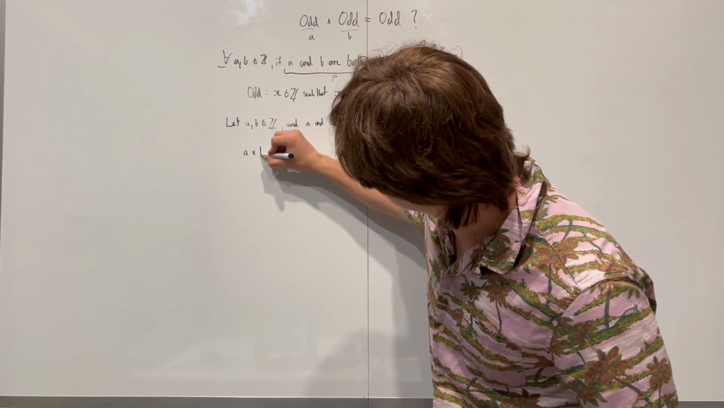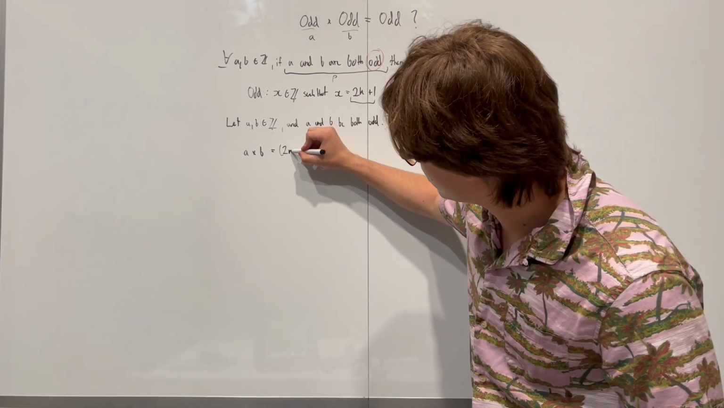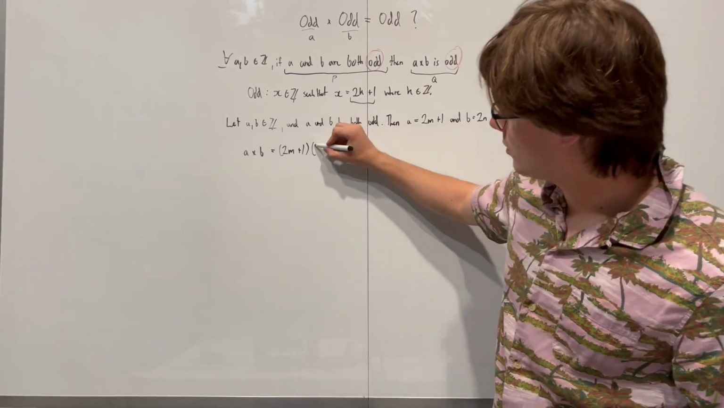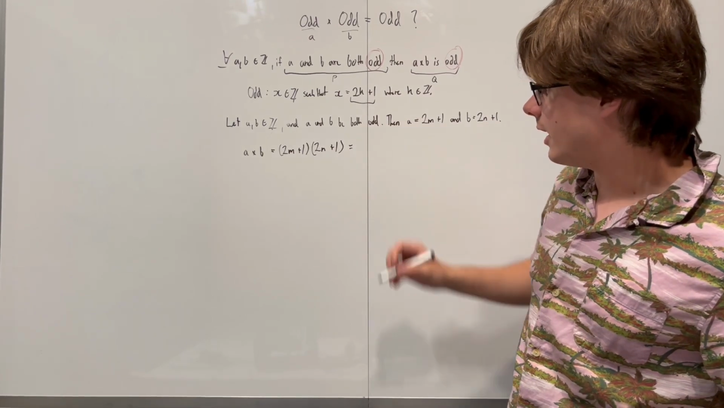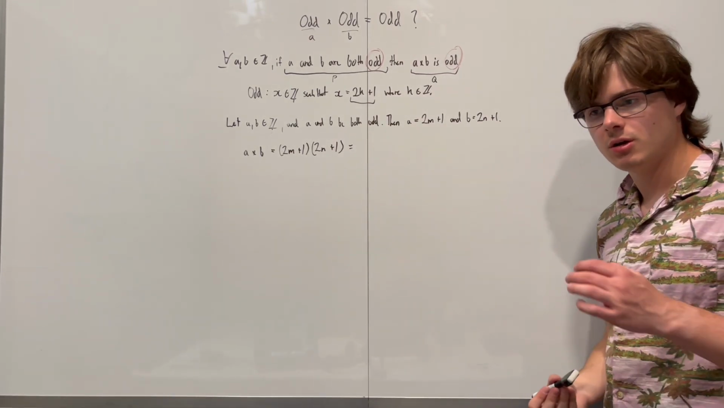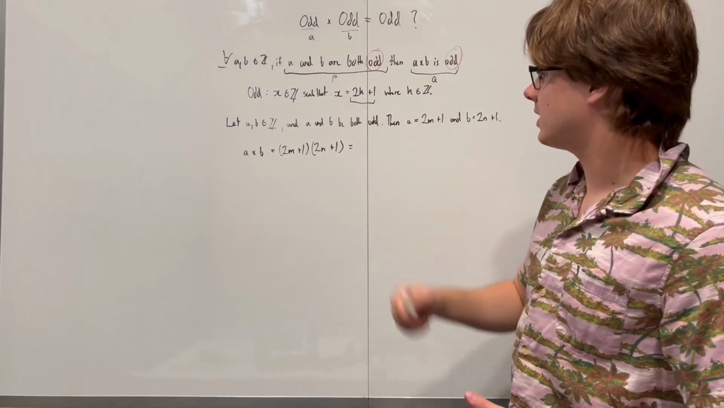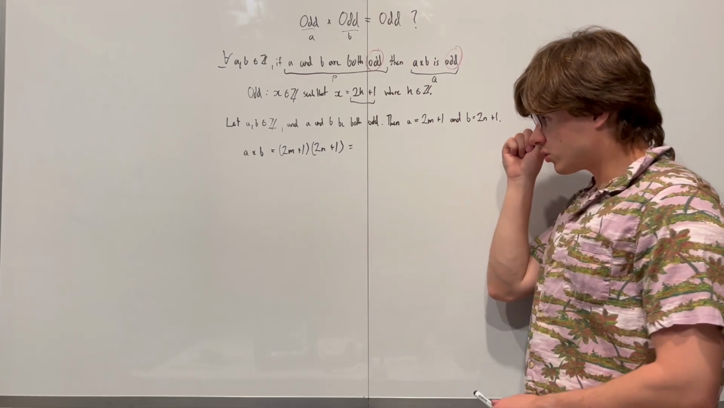A times B is going to be equal to our A, which is 2m plus 1, multiplied by our B, which is 2n plus 1. Now, based off of this, can we do what we did with the even times odd, where we can just pull something out and get something in this form? And the answer is, I don't see it, right? So what are we left with?